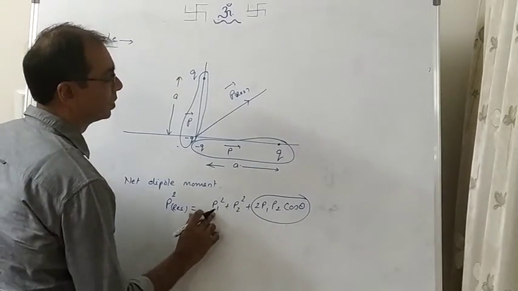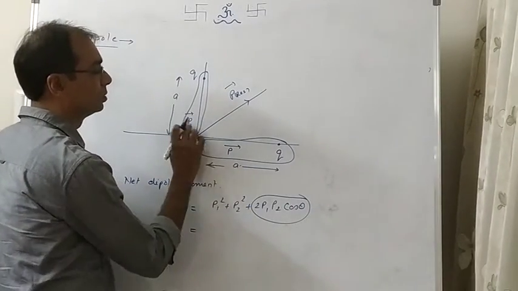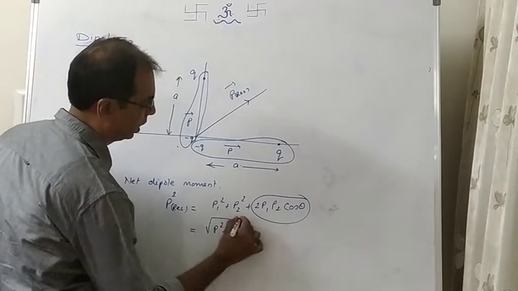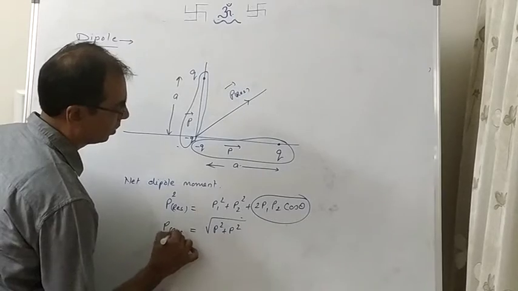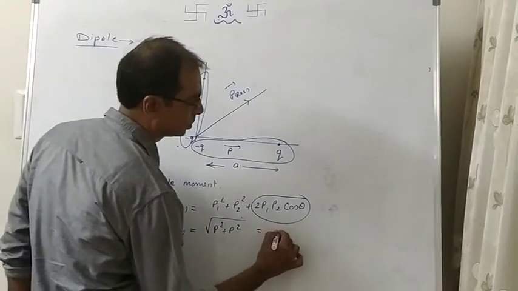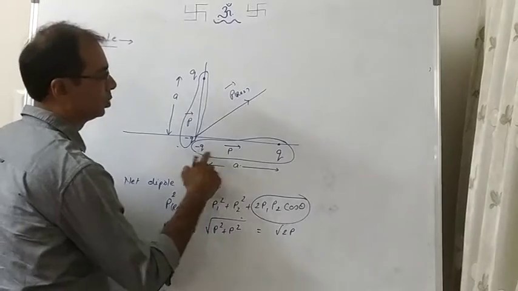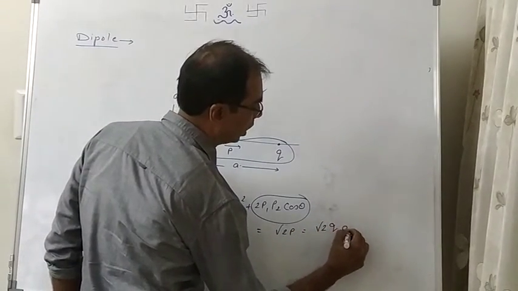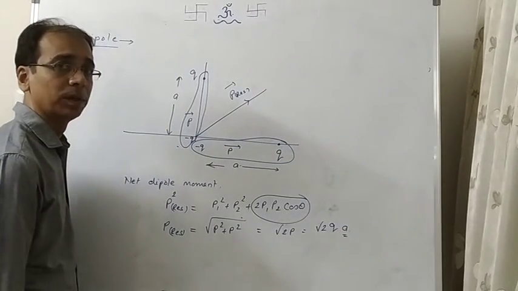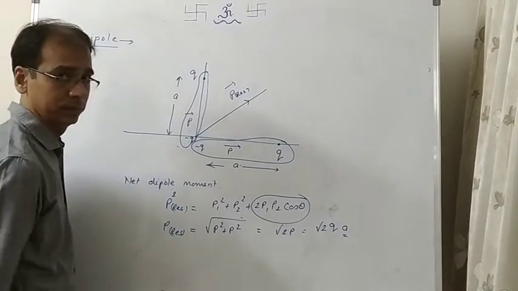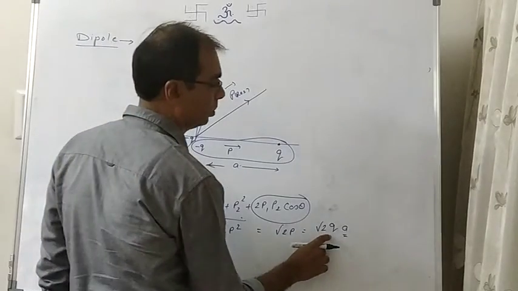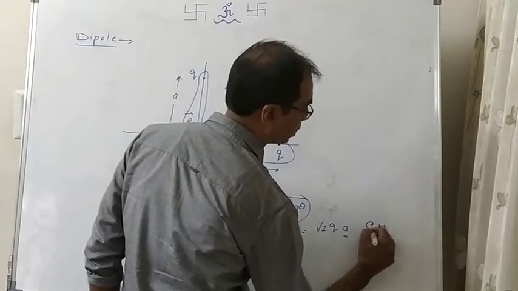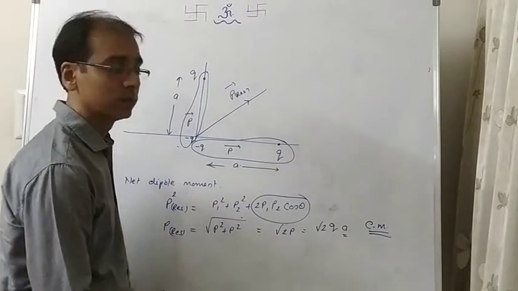What we have? P1 square plus P2 square, but both are here P only. So P square plus P square, square root, is the P resultant. So what are we getting? Root 2 P. And what is P? Q into a. So the answer is root 2 q a, the dipole moment. Right. Now what is its unit? Charge unit is coulomb and a is the separation, that is meter. So the unit is coulomb meter. Right. This is one question.